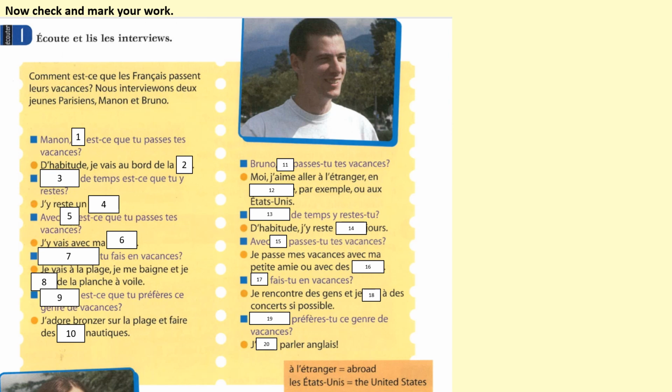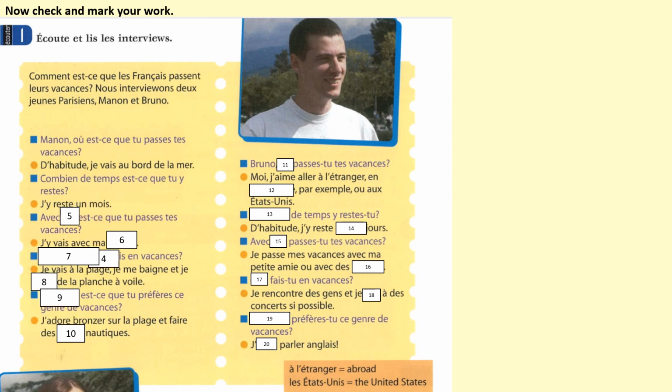Well done, Year 8. Hopefully you noticed that many of the missing words were question words that you practiced in your do now. Let's go through the answers. 1. Où. 2. Mère. 3. Combien.